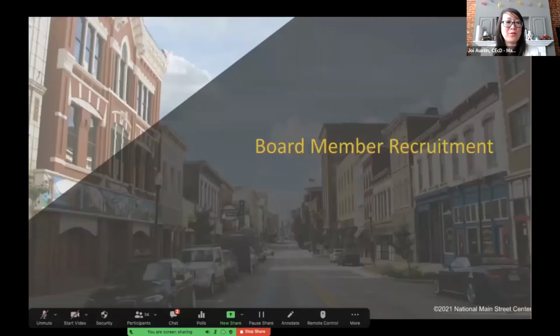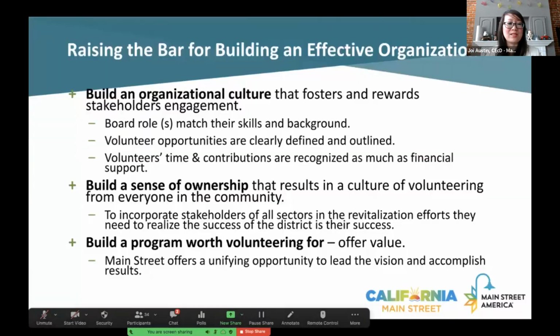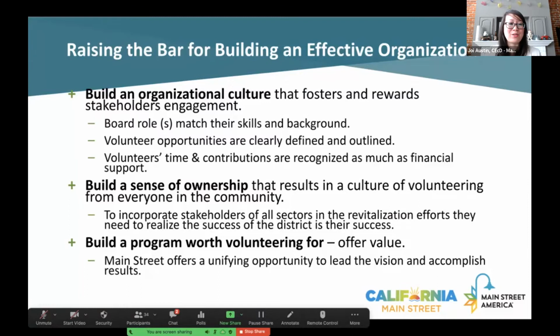So moving forward into recruitment, really board recruitment and engagement, it's essential to creating that foundation. And this will really help with being sustainable in the organization. So I think that in general, you want to make sure that you're building the culture that fosters and rewards your stakeholders.